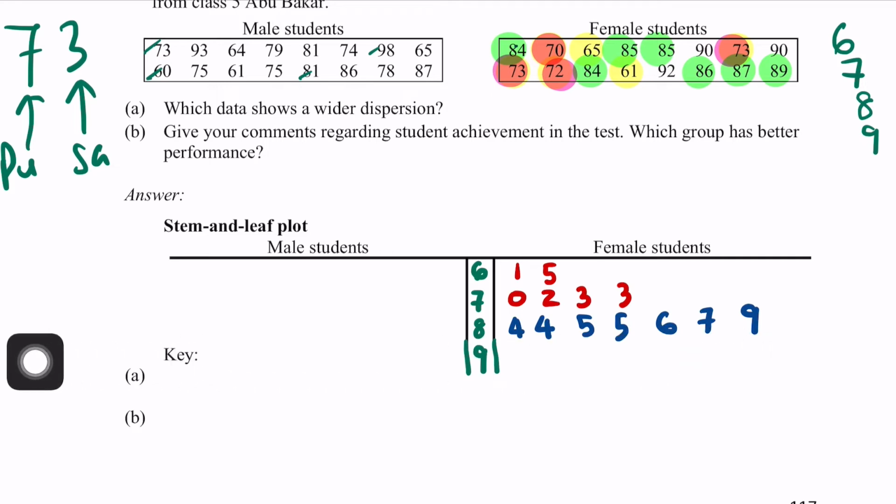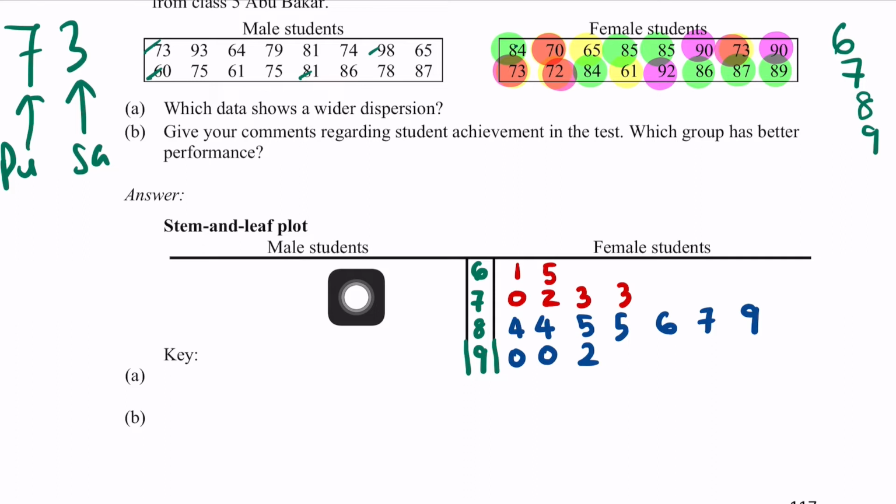Okay. And final one is kita ada 90. So 1, 2, 3. Okay, so 90 ada 2. So 90, lepas tu 92. Okay, so ini adalah for female students.